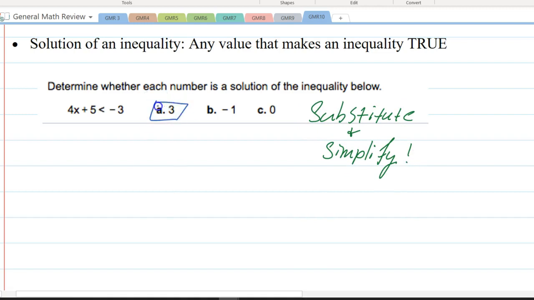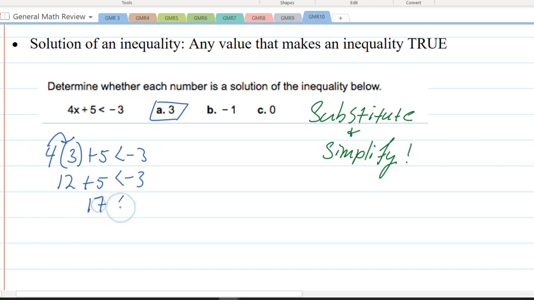For the first problem, they say that x is a 3. So I'm going to write 4 parenthesis 3 plus 5 is less than negative 3. 4 times 3 is 12 plus 5 is less than negative 3. 17 is less than negative 3. This is false, so we would say no. No, 3 is not a solution.